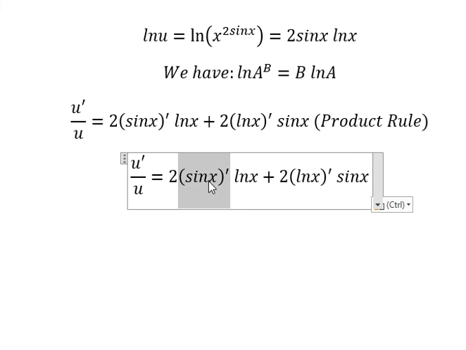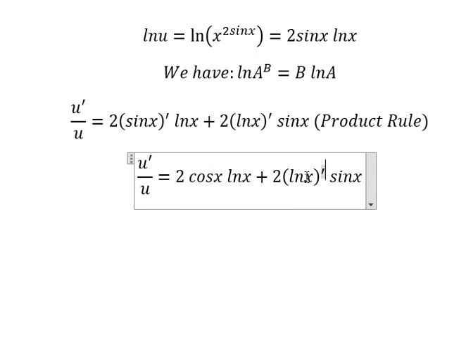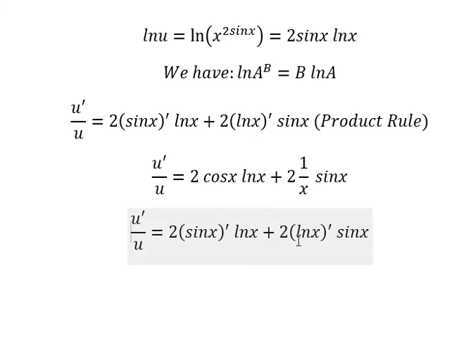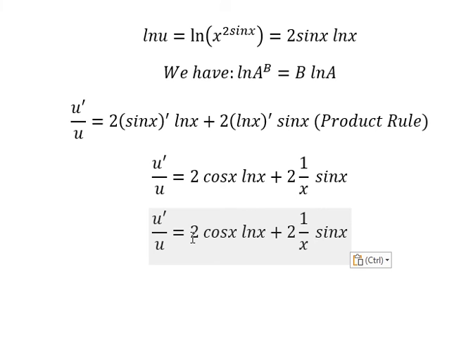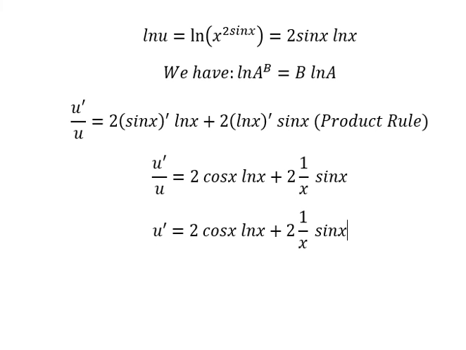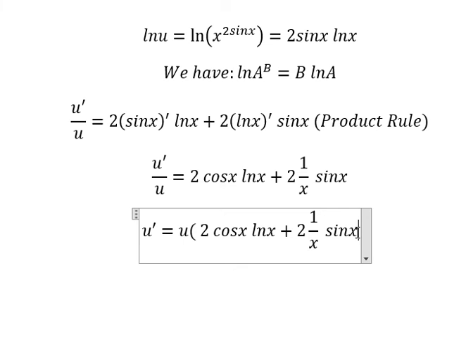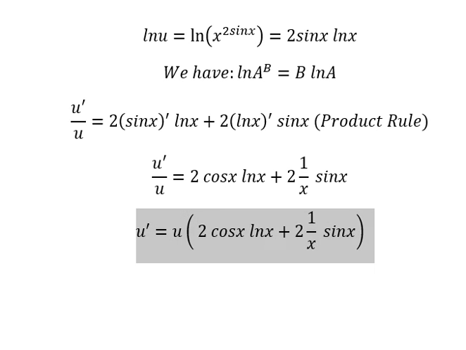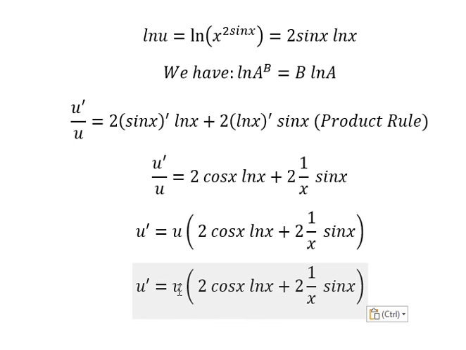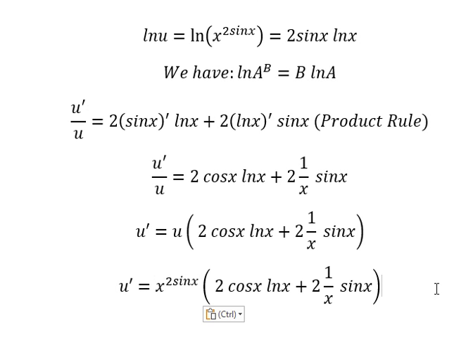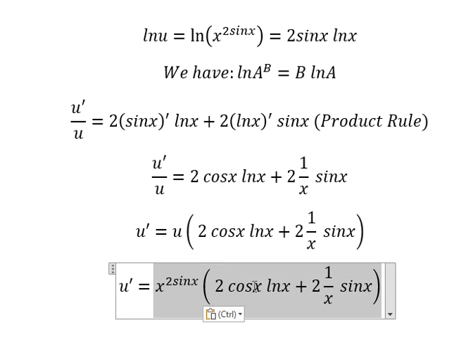So this one we have cosine x. This one we have 1 over x. So about u, we put it on the right. And we know that u is this one. So if we do the first derivative of this one, we have it like this.